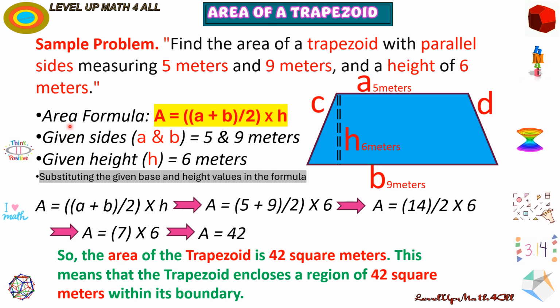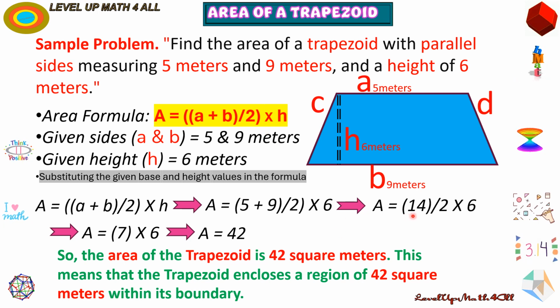Now we will look into the formula. Area of a trapezoid A equals A plus B divided by 2 times H. Given sides, what sides do we have? A and B, those are measured as 5 and 9 meters. Given height, that's H, we have 6 meters. Let's substitute the values in the formula and see what we get. So the formula is A plus B by 2 times H. That is nothing but 5 plus 9 by 2 times 6, because A is 5, B is 9, and H is 6.